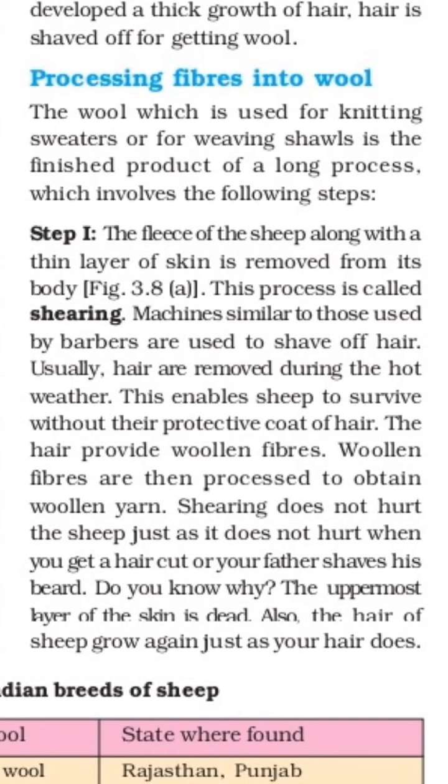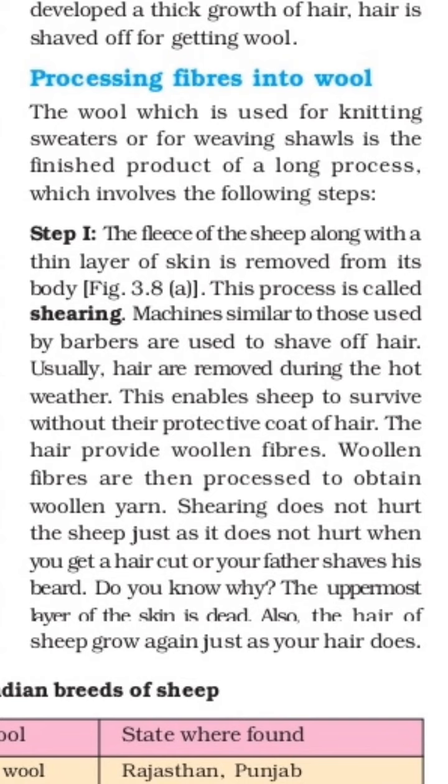Step 1: the fleece of the sheep, along with a thin layer of skin, is removed from its body, and this process is called shearing. The fleece means the hair of the sheep. In simple language we can call it a cutting process. The hair will be cut from the sheep's body. It is called the shearing process.